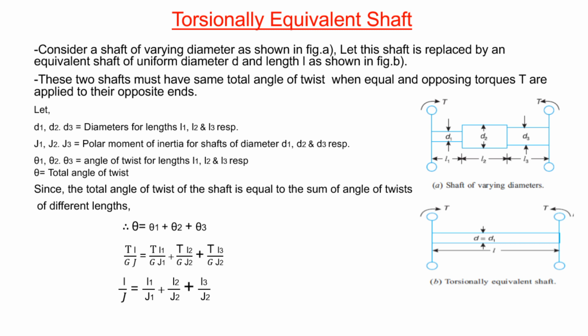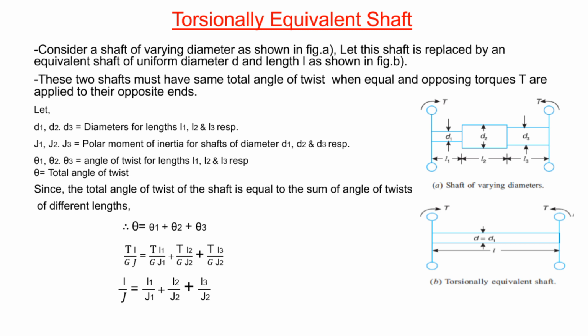For theta I can write tau into L1 divided by G into J1 plus tau into L2 divided by G into J2 plus tau into L3 divided by G into J3. Now cancel out this torque, because torque is the same we have applied throughout this shaft. G will also cancel out. G is modulus of rigidity, it will be the same for shaft material. Remaining will be L by J is equal to L1 by J1 plus L2 by J2 plus L3 by J3.